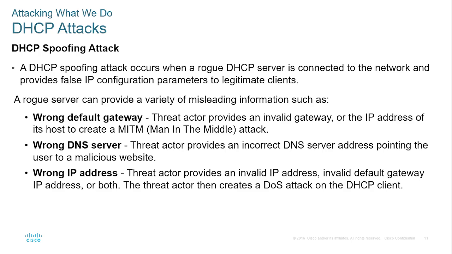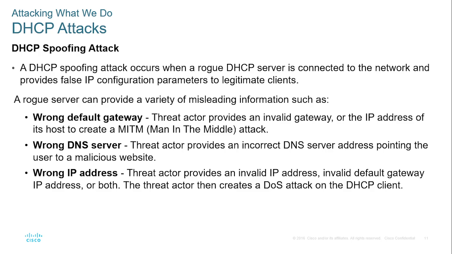So a rogue server can provide a variety of misleading information, and one would be a wrong default gateway. All the communication of the client will be channeled through the wrong default gateway, and that is a sort of man-in-the-middle attack.